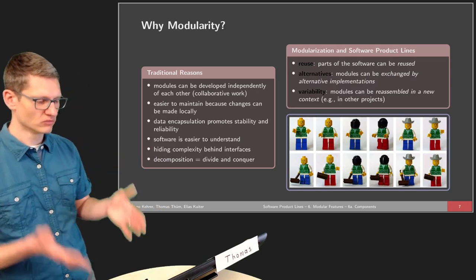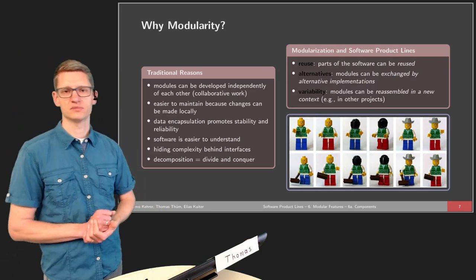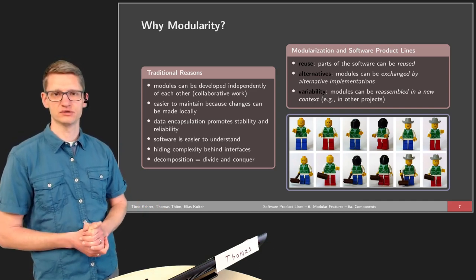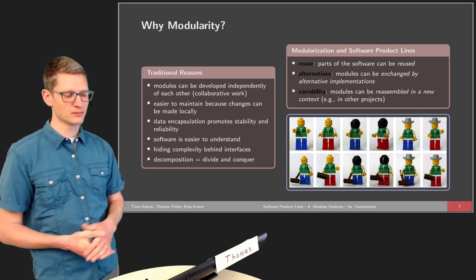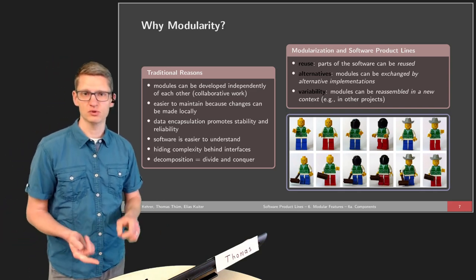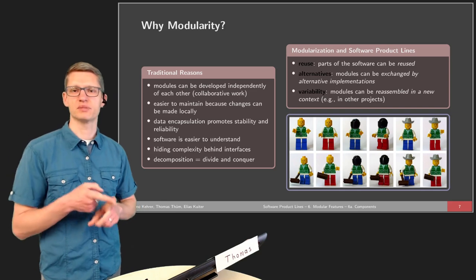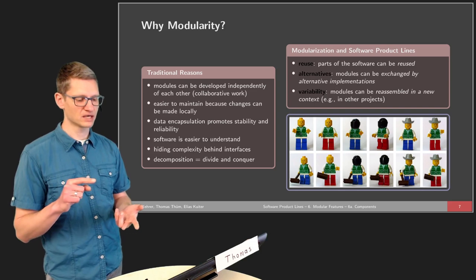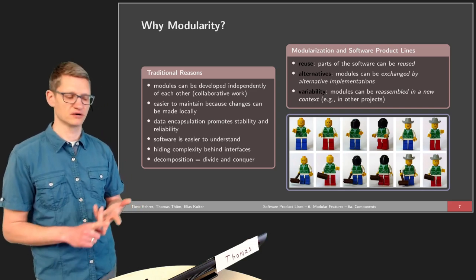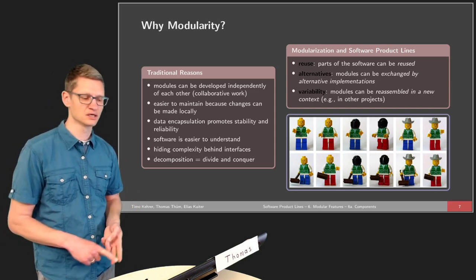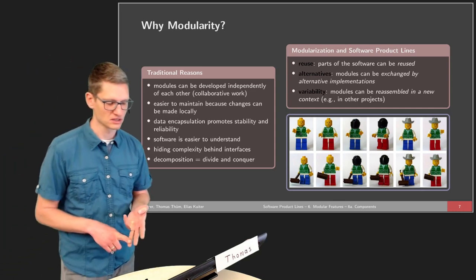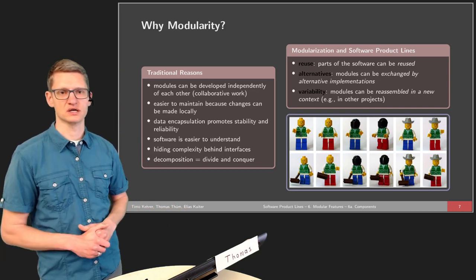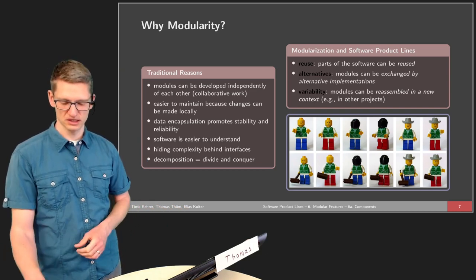When we look at modularity and product lines, there are some additional reasons. We can apply all the traditional reasons also to software product lines, but there are some additional ones. We want to have reuse: certain parts of the software that can be reused among different products. We might want alternatives, so we have alternative implementations for the same thing, or variability, so that modules can be reassembled in a new context. The module can be taken outside of one project and used in another project.